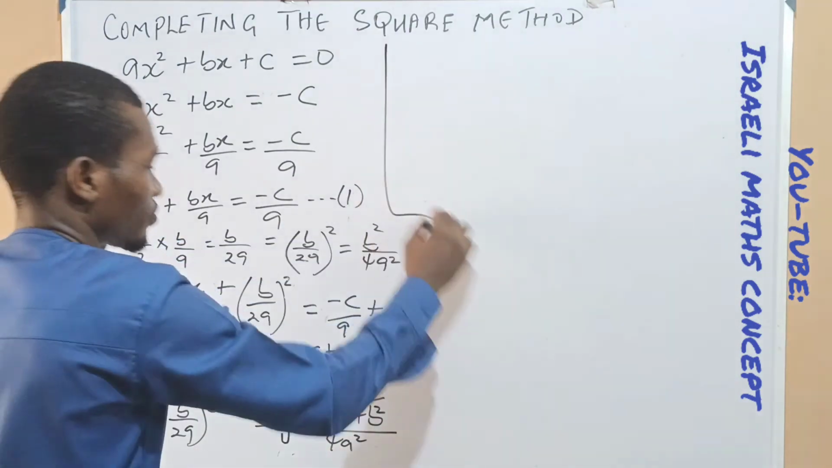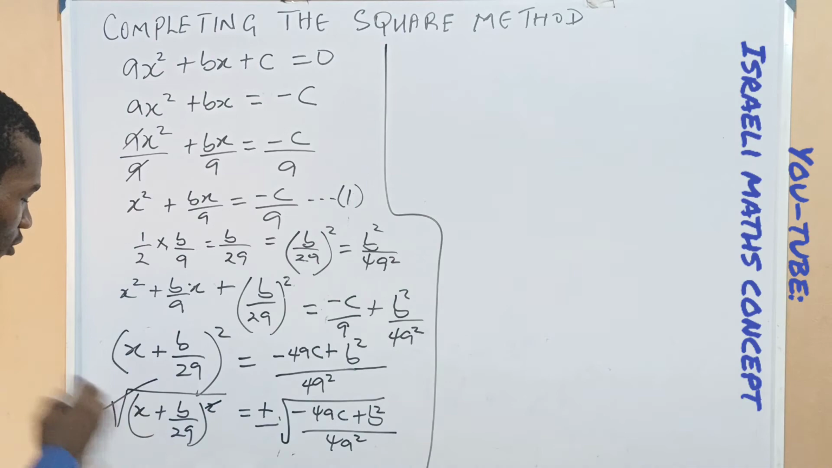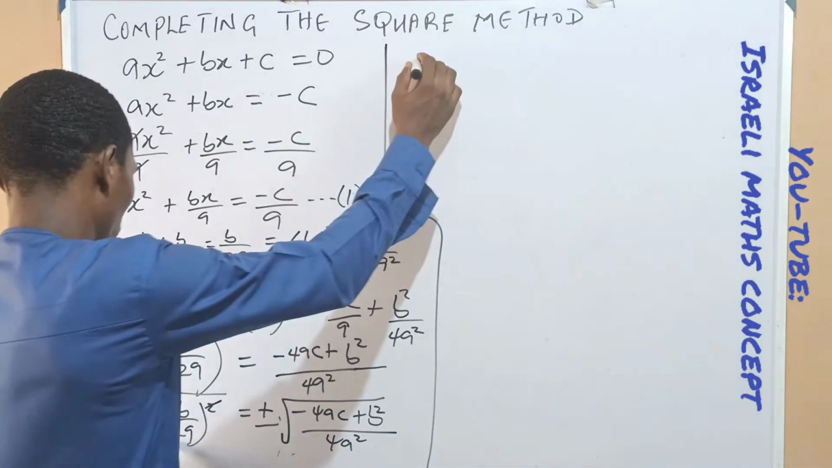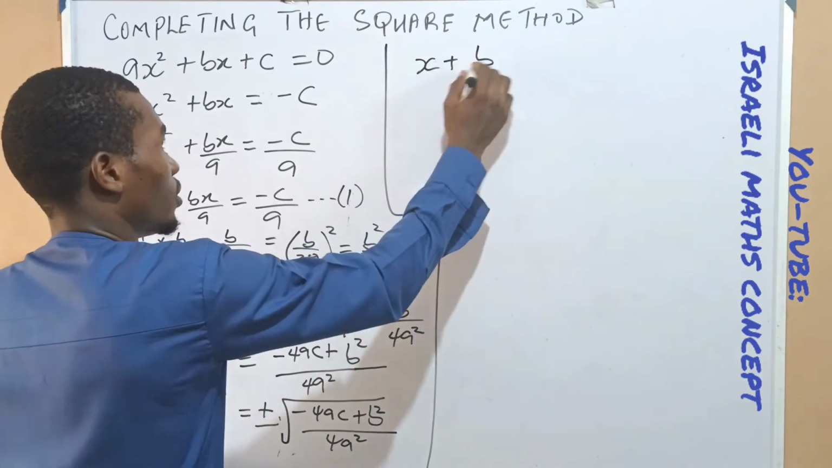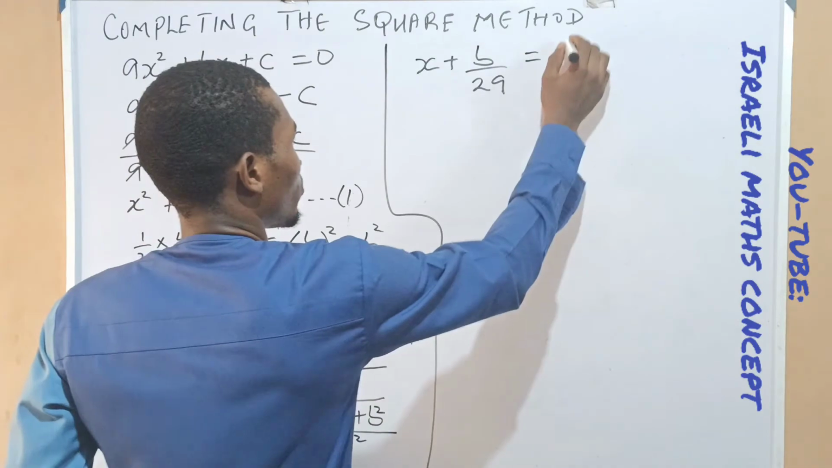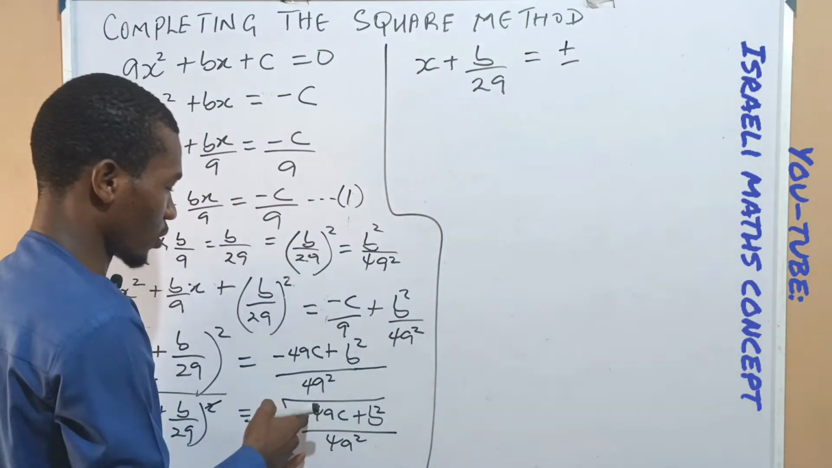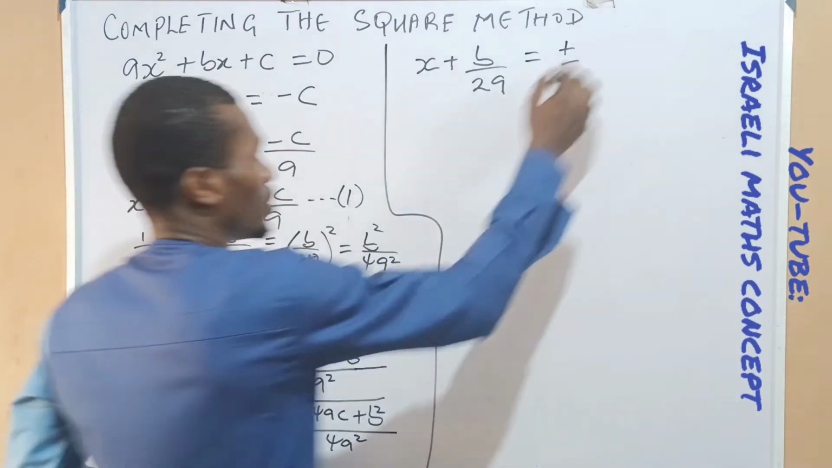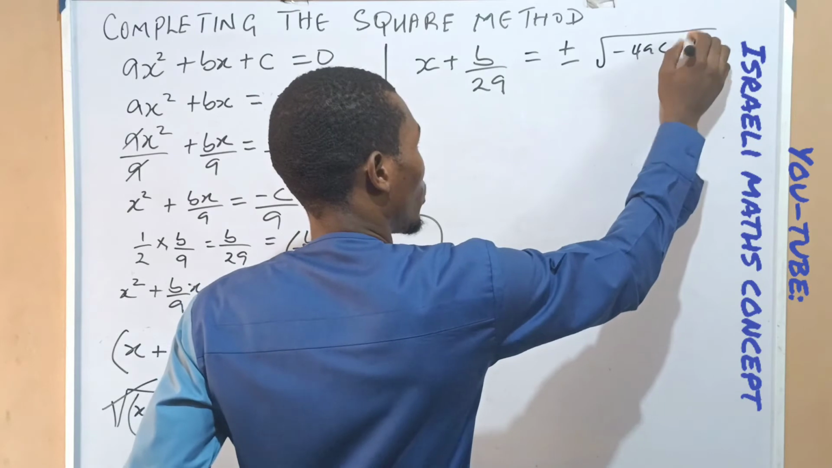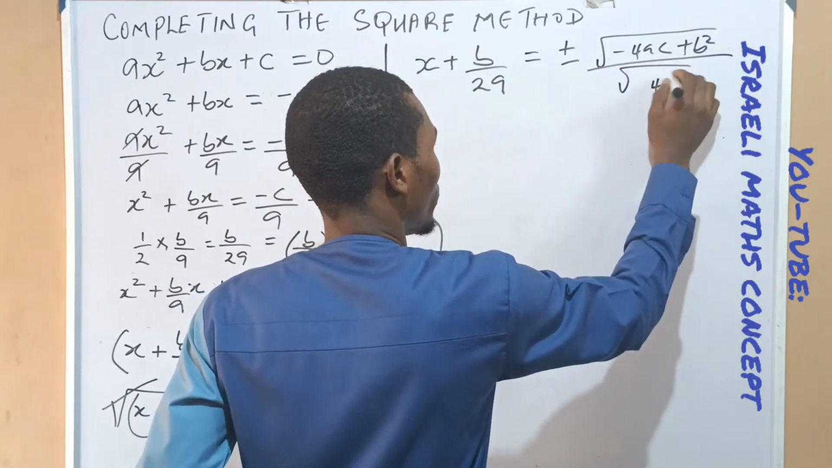Alright, then remember the square, we cancel out the square root. Then we are left with x plus b over 2a. And that is equal to plus or minus, remember, the square root of negative 4ac plus b squared all over 4a squared, which can be split in this form: the square root of negative 4ac plus b squared all over the square root of 4a squared.